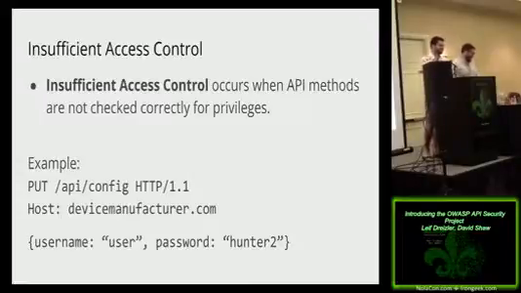So the second one is insufficient access control. This occurs when API methods are not checked correctly for privileges. So in this example, there's a device manufacturer, and all it was checking was making sure that you were a user in the organization that was able to make configuration changes. So if I'm a user and David is a super admin, it didn't do any checking to make sure that I wasn't a super admin. I could do any of the changes that he did just by having a valid set of credentials. It basically made the role-based access control for the device meaningless, considering you could have the lowest tier performing the highest actions.